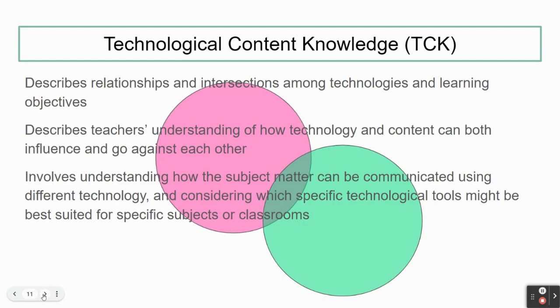So technological content knowledge describes the relationships and intersections among technologies and learning objectives. It describes the teacher's understanding of how technology and content can both influence and go against each other. It involves understanding how the subject matter can be communicated using different technology and considering which specific technological tools might be best suited for the specific subjects or classrooms.